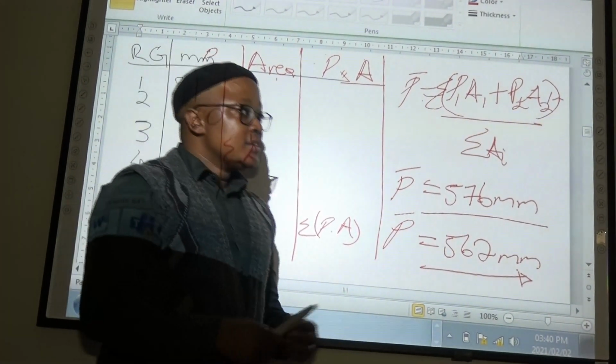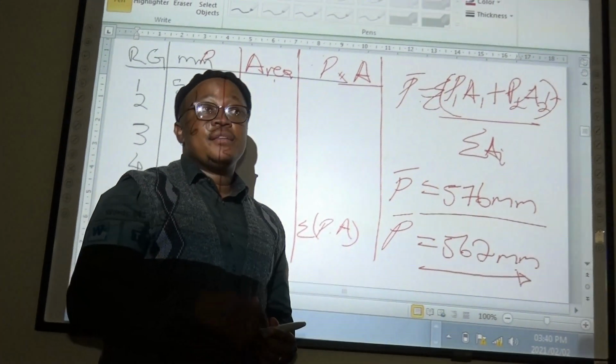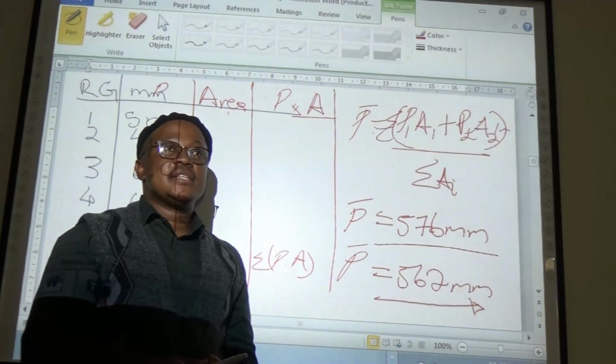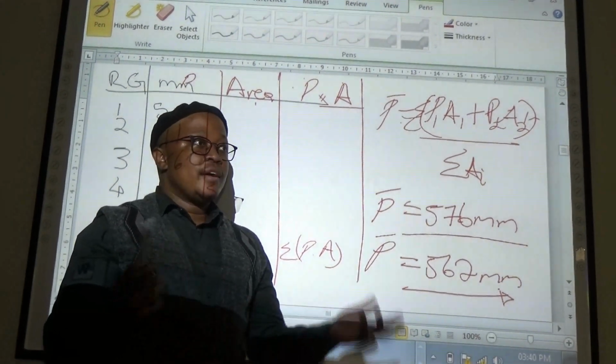So for now, that is where our class will end, and in the future, we'll be looking at the runoff calculation, by which we'll be able to determine runoff over a catchment area.